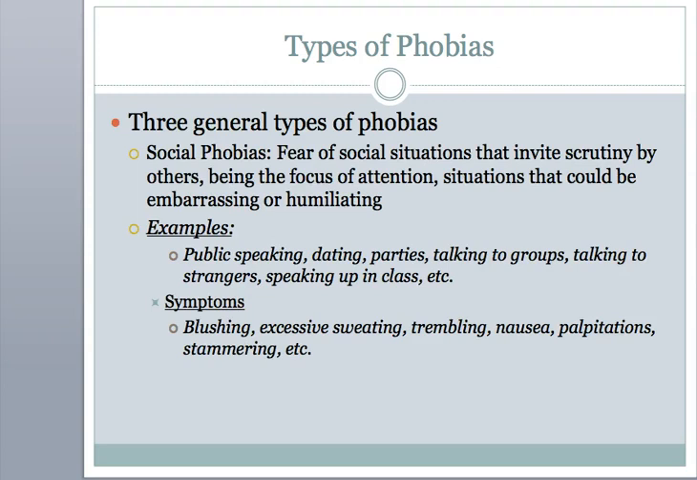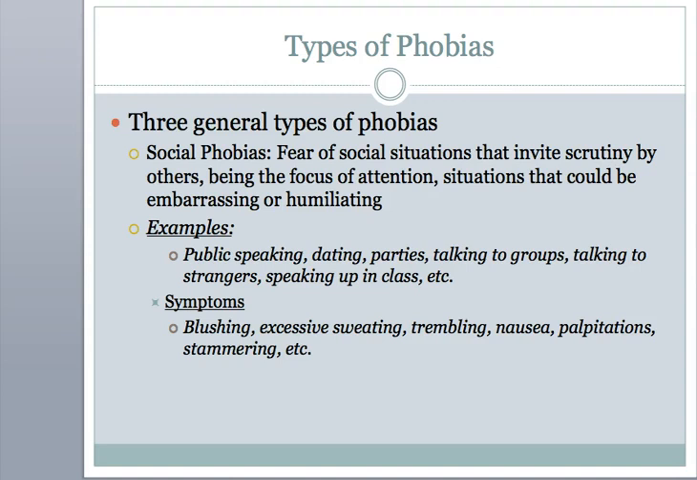A second type of phobia are social phobias. These are fears of social situations that can be put into a general category called social phobias because they're situations that invite scrutiny by other people, where the person feels like they're becoming the focus of attention, or situations that could be embarrassing or humiliating. And so examples include people being afraid of public speaking, or afraid of dating, or afraid of parties, or of talking to large groups of people, or talking to strangers. Some students are test phobic.